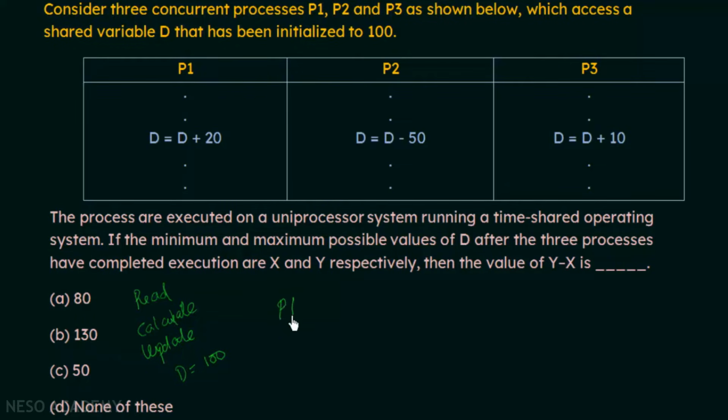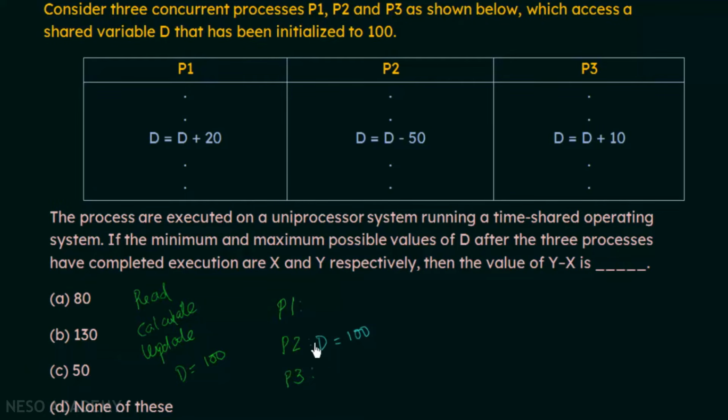We have processes P1, P2 and P3. So we need to figure out, if these processes execute in some order, what the maximum and minimum values are that we can have. First of all, let's try to find the minimum value. Let's start with process P2 because P2 is doing the subtract operation. So let's assume that if we go in this order, we can get the minimum value. The first value of d is 100. So let's say that P2 is now going to begin its execution. First, P2 will read the value of d, which is equal to 100. So P2 just read the value of d. Now before it calculates, let's say that the time is over and it got preempted.